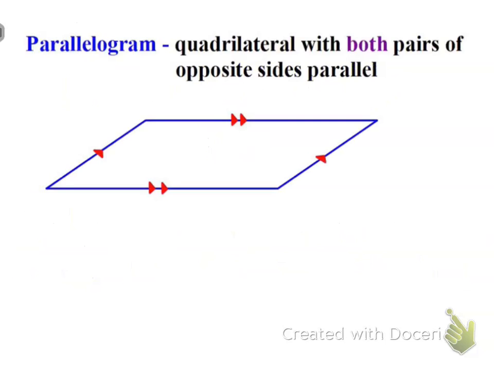A parallelogram is a quadrilateral in which both pairs of opposite sides are parallel. So you see here, this side is parallel to that side. This side is parallel to that side. That's what these arrows mean, right? So both pairs of opposite sides are parallel to each other. Let's take a look at this and see what all we can do with that.